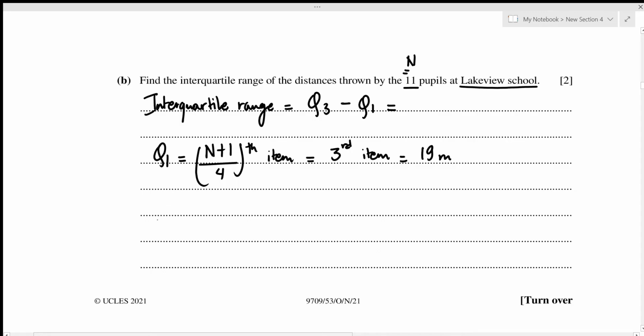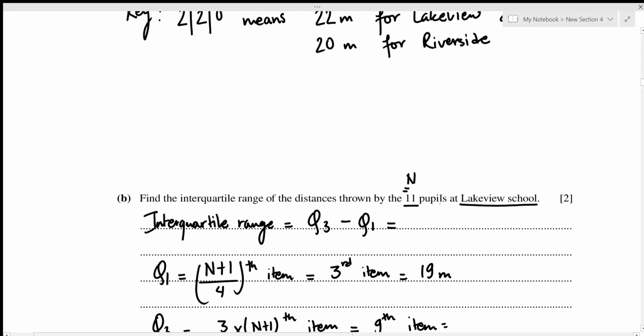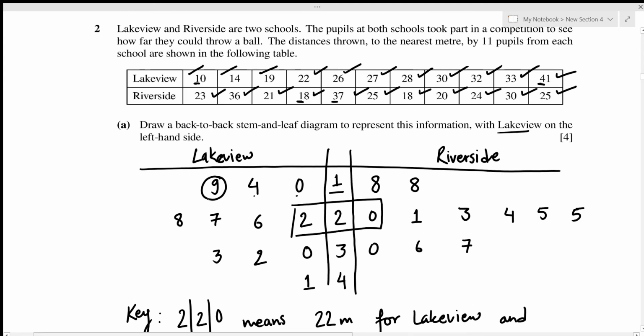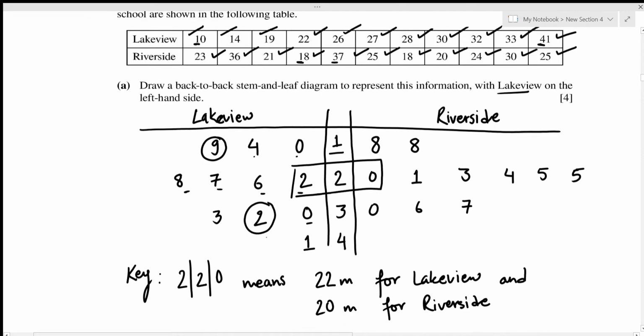Let's look for the value of the upper quartile now. So that's going to be 3 by 4 into (n plus 1) item. So n already has a value of 11. 11 plus 1, that's going to be 12 into 3 by 4. That's going to be the 9th item. So this is the third item. This is the 4th, 5th, 6th, 7th, 8th, and 9th. So the value for the upper quartile is just going to be 32 meters.